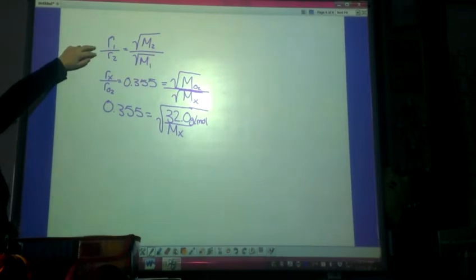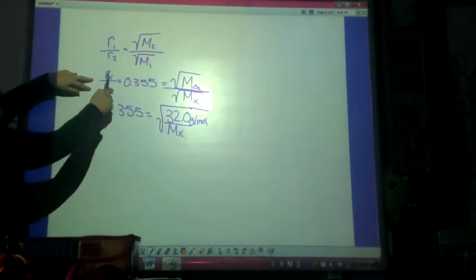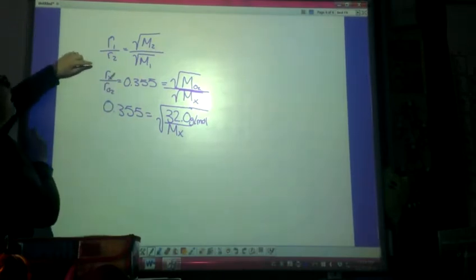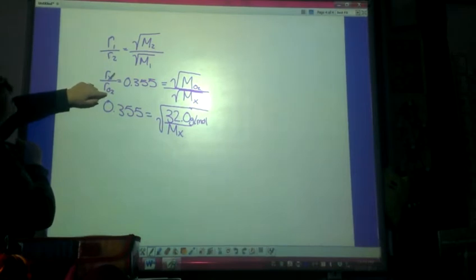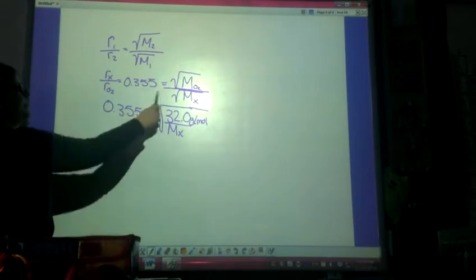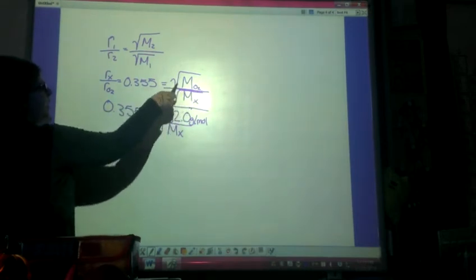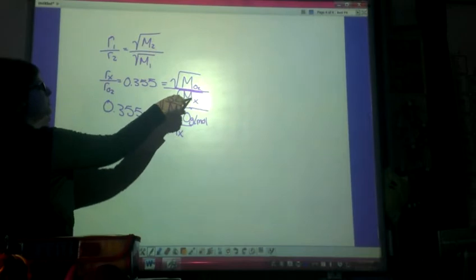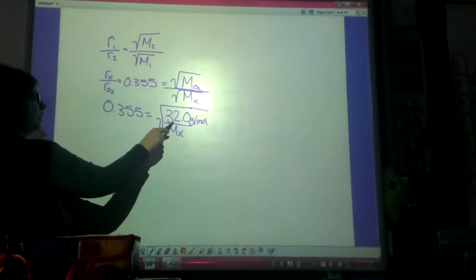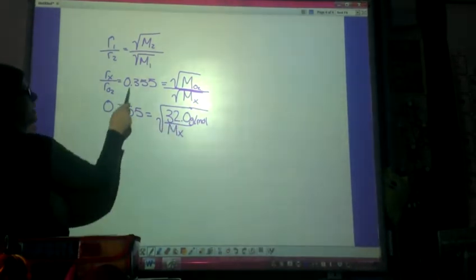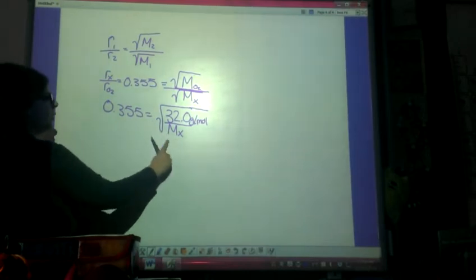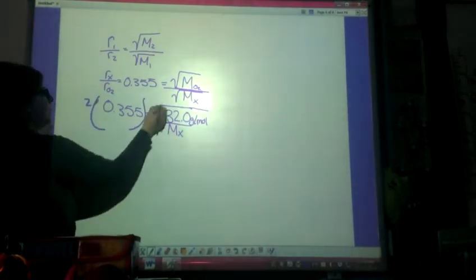So here's Graham's law. I'm going to write that first. And I know that the rate of this unknown substance, which I call unknown X, over the rate of oxygen gas is 0.355. That's going to equal the square root of the molar mass of oxygen over the square root of the molar mass of the unknown. I just plugged in the molar mass of O2 and brought this rate down. If I want to get rid of this square root, because my goal is to get Mx, I'm just going to square both sides.